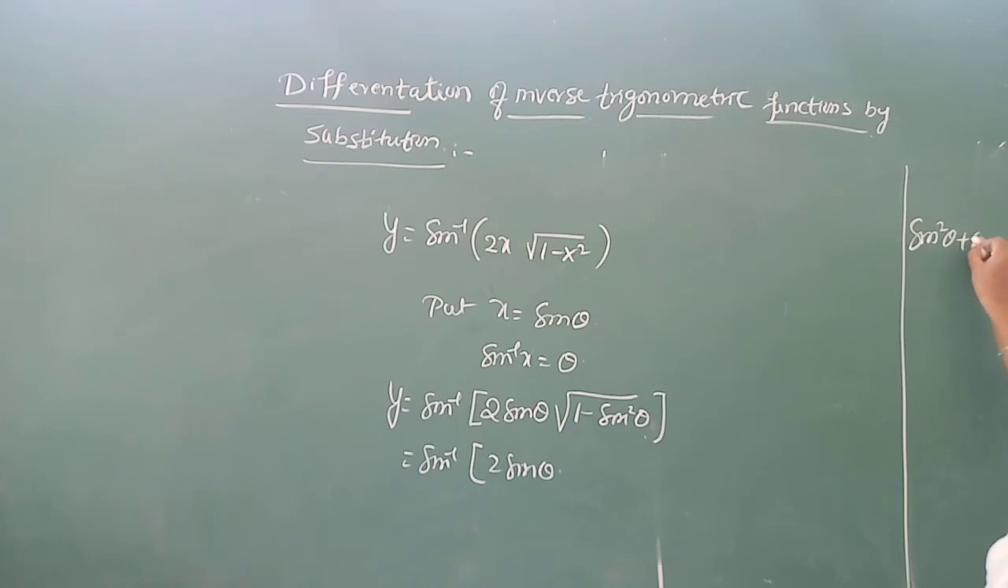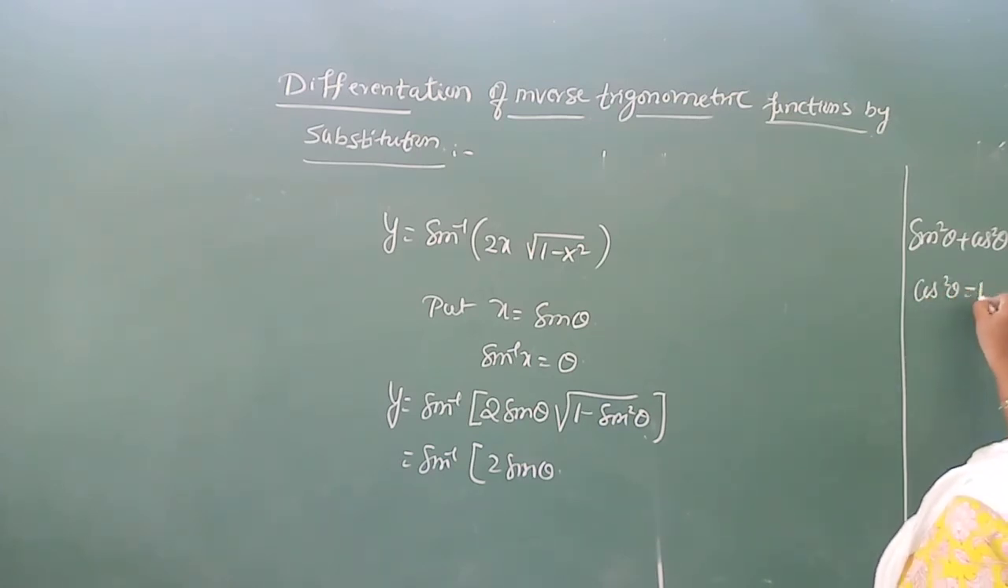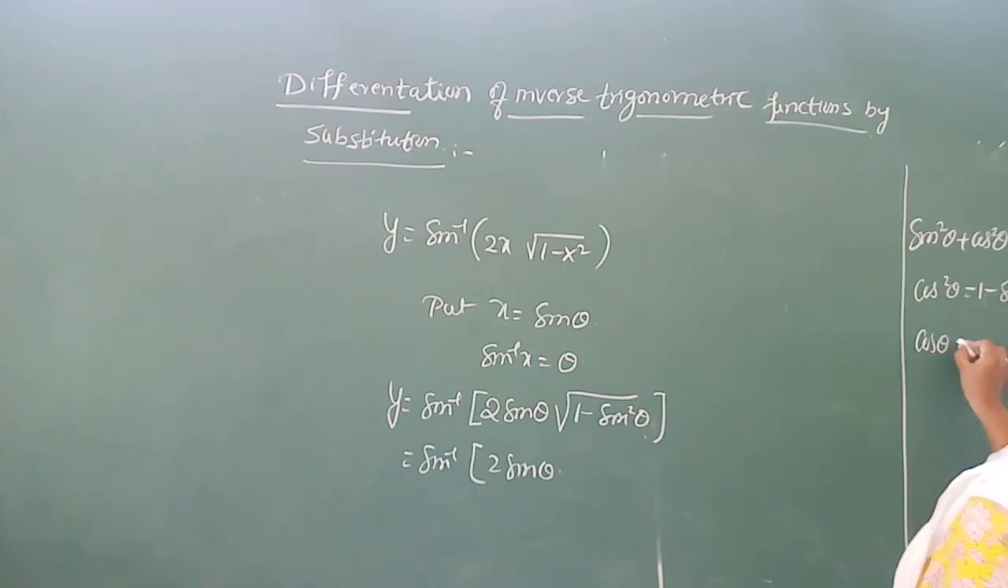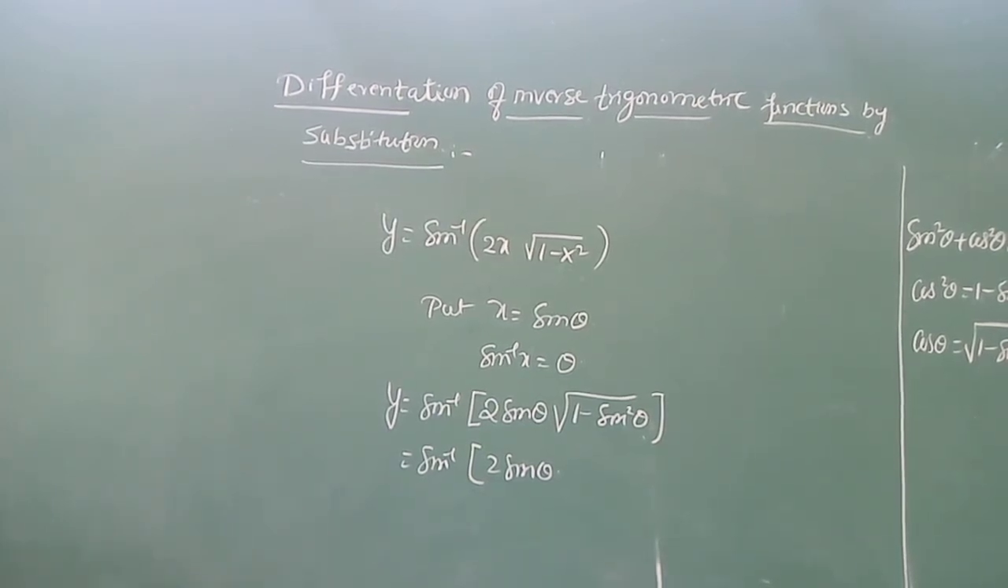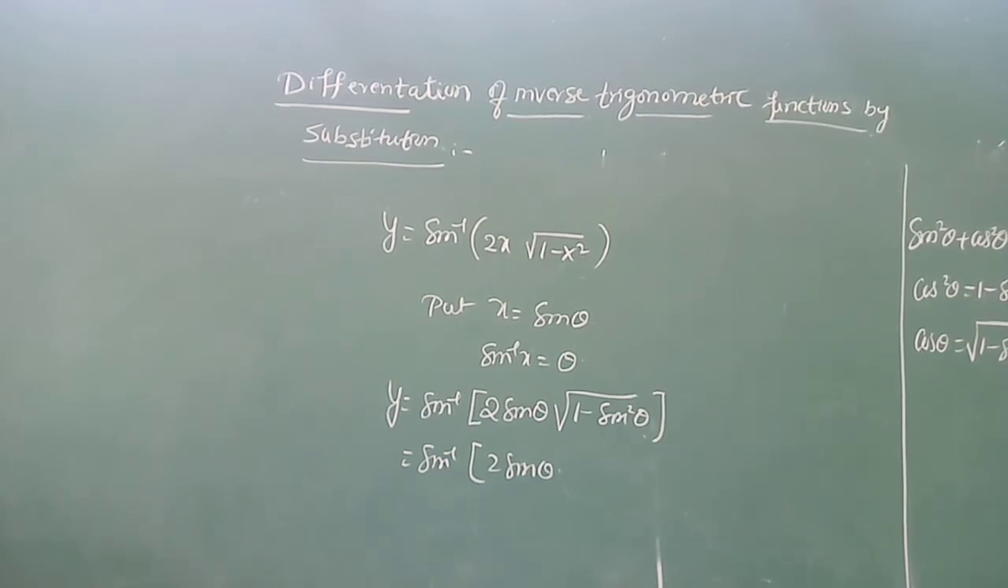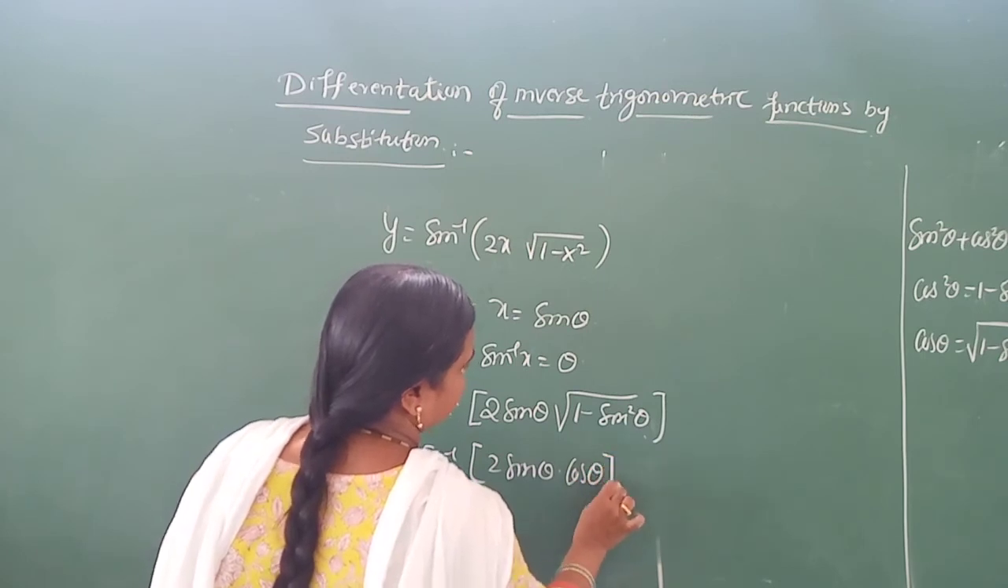Sin square theta plus cos square theta is 1. Then we get cos square theta is 1 minus sin square theta, or cos theta is root of 1 minus sin square theta. Did you understand? Using the first year, therefore, root of 1 minus sin square theta can be written as cos theta.